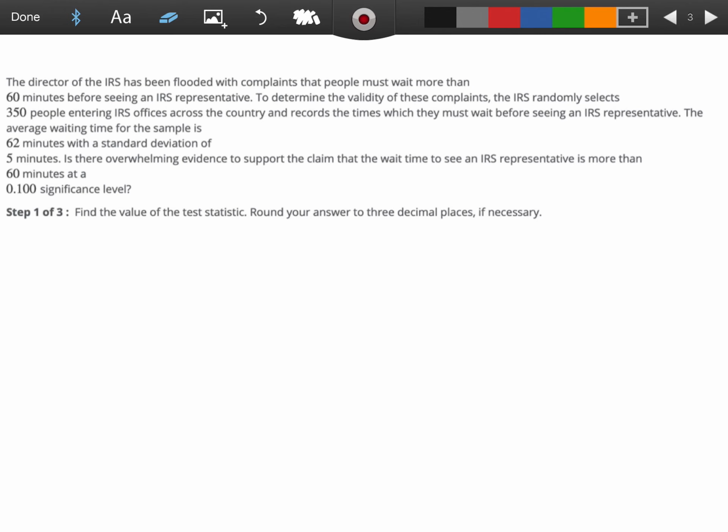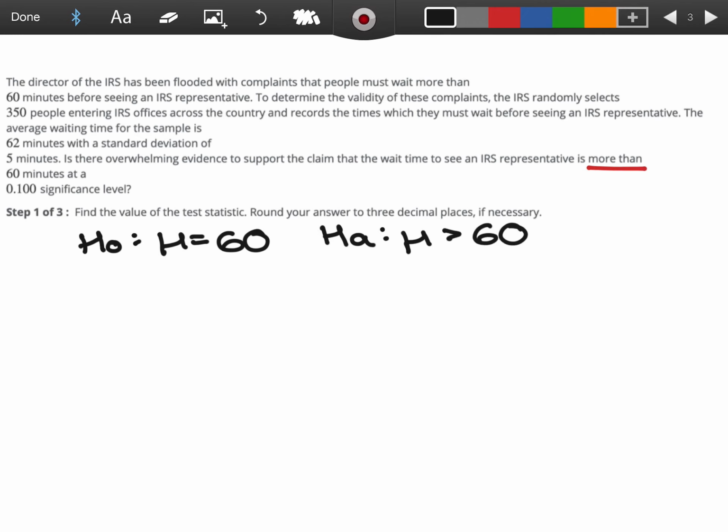Is there overwhelming evidence to support the claim that the wait time to see an IRS representative is more than 60 minutes at a 0.1 significance level? So first things first, I'm going to write down what we're proving. Our null hypothesis is that the mean is equal to 60 minutes, and the alternative hypothesis, which they are suggesting, is that the mean is in fact more than 60 minutes.